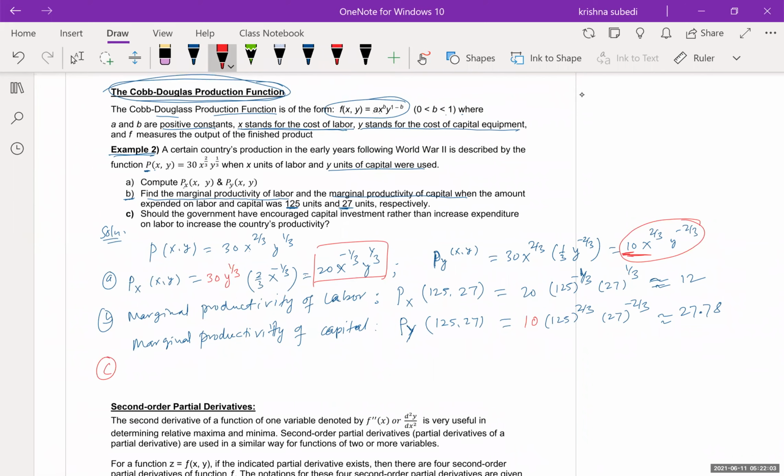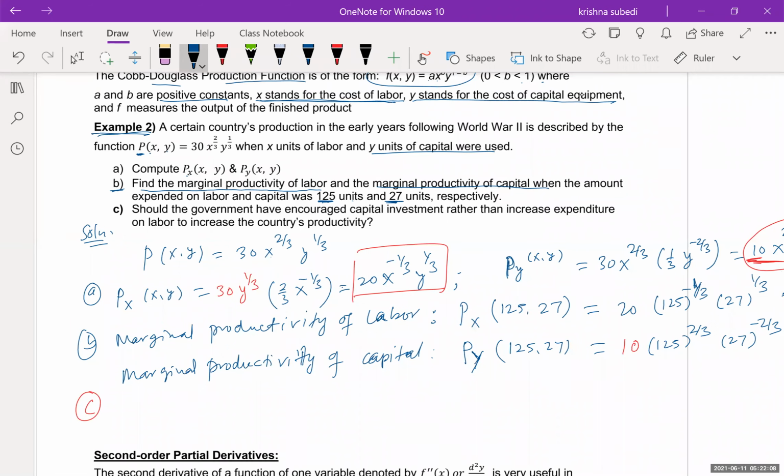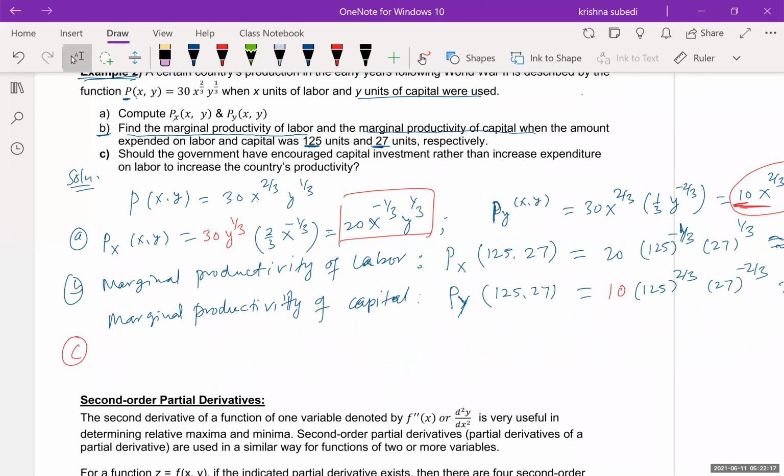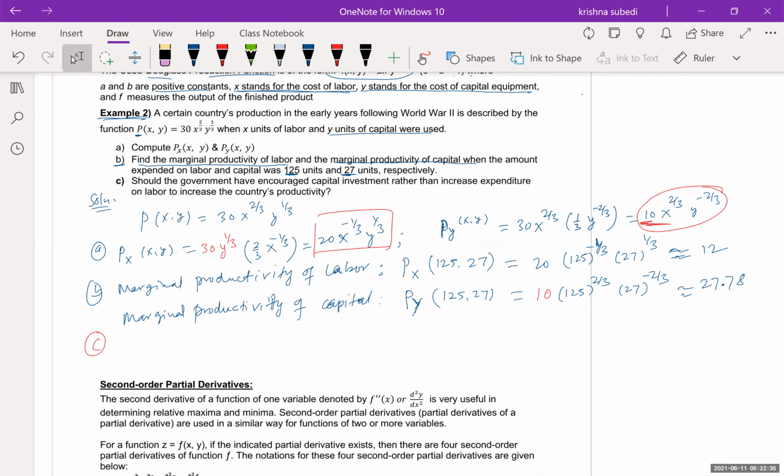Now in part C, what we are supposed to do, let's look at the question. The government has encouraged capital investment rather than increased expenditure on labor to increase the country's productivity. Okay. Now, the country wants to increase its productivity. So what is your advice to the government? Increase 1 unit of, increase the capital or increase the labor? What would be your advice based on the result that we got?